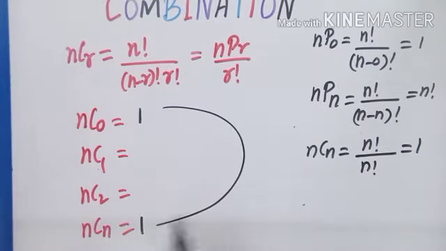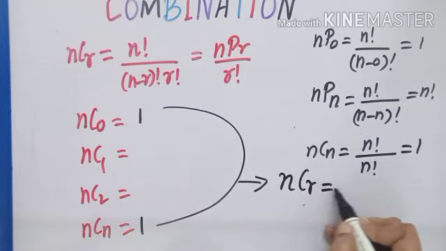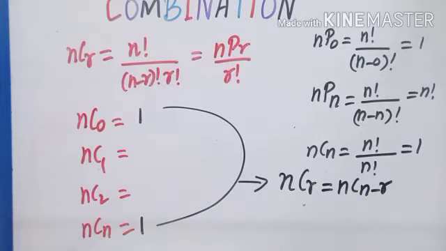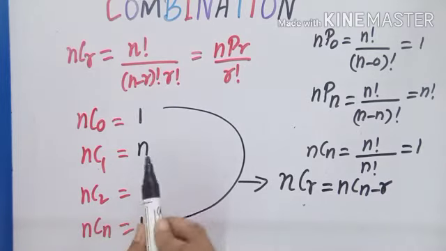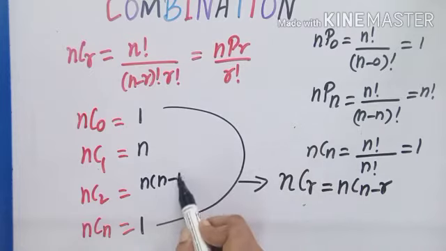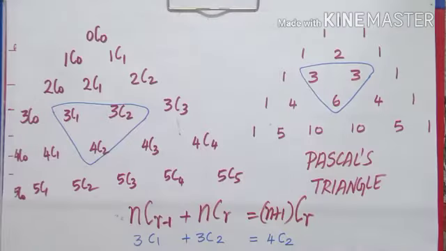From these two, I derive an important property. nCr equals nC(n minus r). What is nC1? It is n. nC2. If it is nP2, I write n into (n minus 1). nC2, divide by 1 into 2. Like this I can extend for any problem.